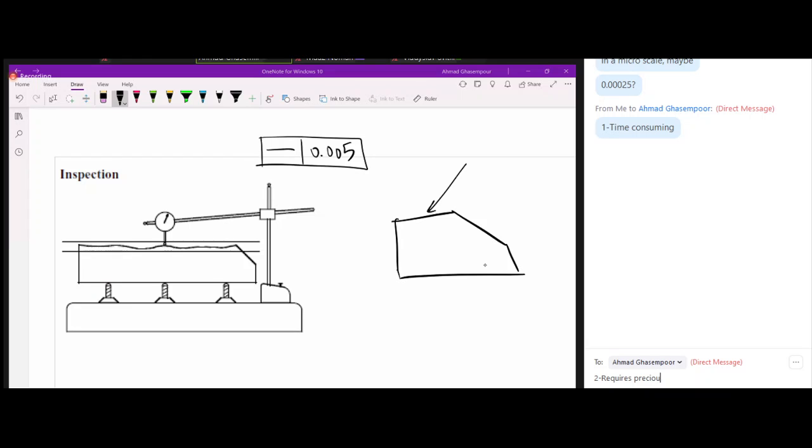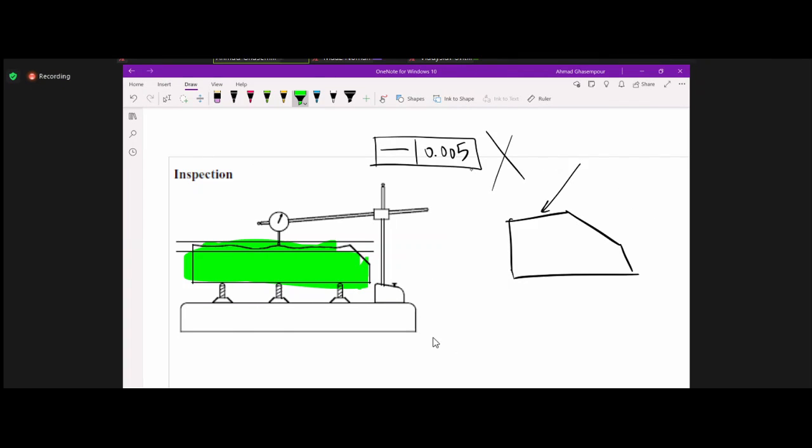Not really the equipment per se. Remember, this doesn't have a datum. The way this part is set up right now, it does have a datum, correct? Because it's been set up on these points. So in a way, this has become a datum for your inspection, right? But you don't have a datum, right?